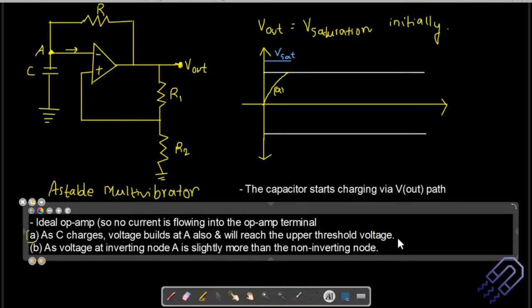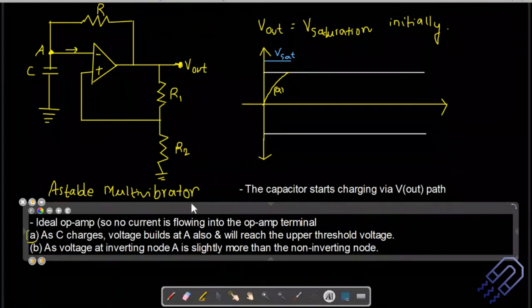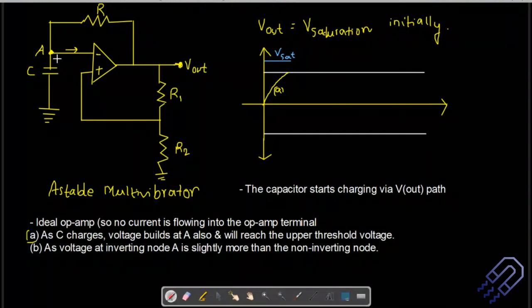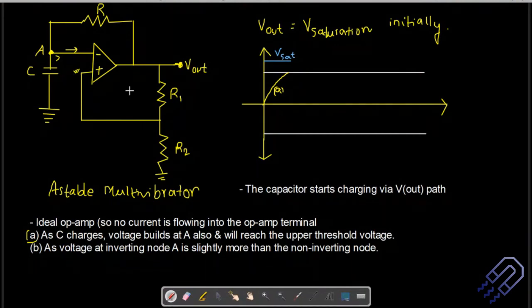So what happens is that if the voltage at node A is slightly greater than the voltage at this other point, the capacitor is going to start discharging, and that is how a Schmitt trigger usually works.